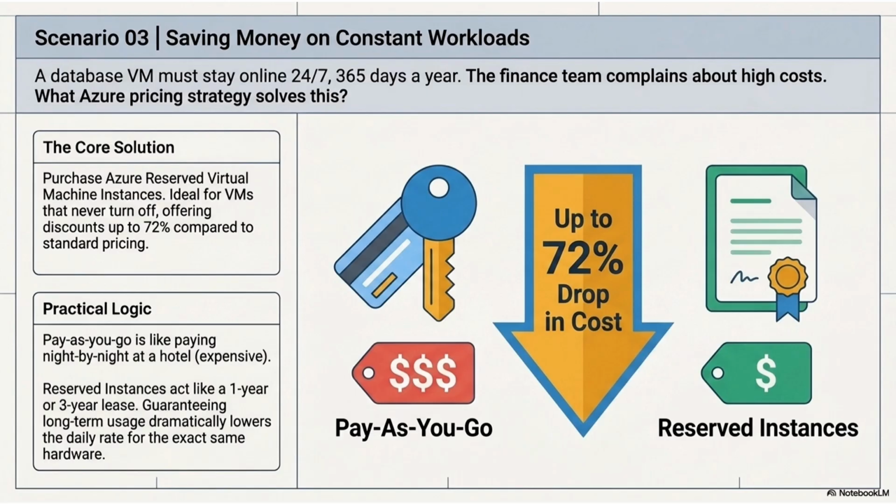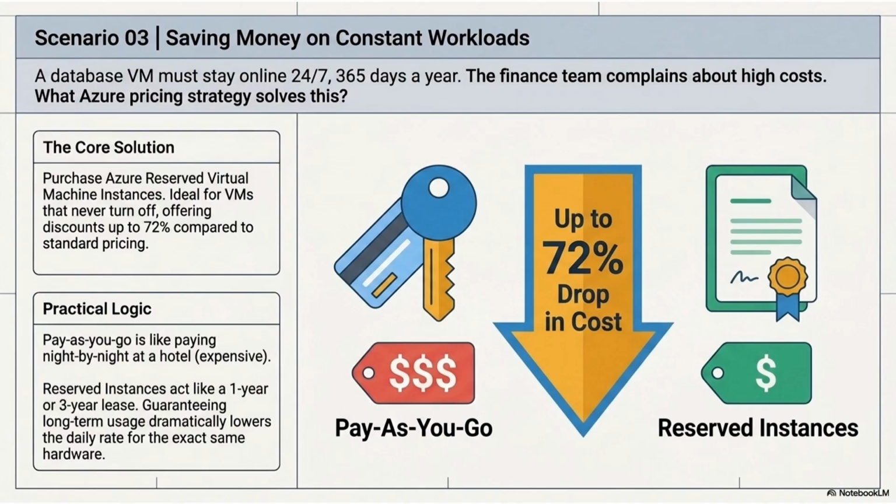Scenario 3. Saving money on constant workload. Your company runs a database virtual machine that must stay online 24/7, 365 days a year. The finance team complains that it costs too much. What is your pricing strategy? For a virtual machine that never turns off, you should buy Azure Reserved Virtual Machine Instances. By committing to keep the virtual machine running for 1-year or 3-year terms, Azure gives you a massive discount, up to 72% compared to the standard pay-as-you-go pricing.